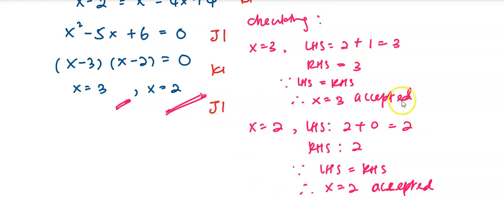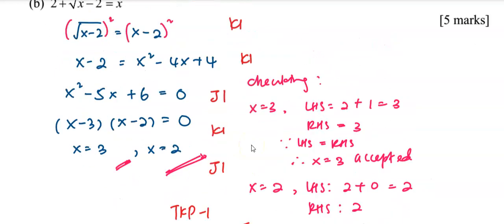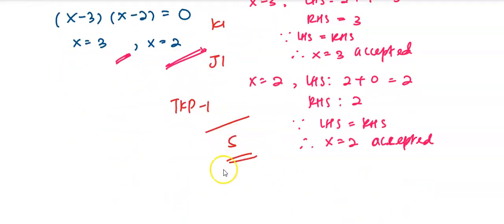If without the checking step, you will get DKP minus 1. That is, you do not have the important steps. That will be deduct 1 mark. All right. So the x equals to 3, x equals to 2. The J1, the last mark here, depends on the checking step. When you have a checking step, then you will be entitled to get the last mark. Else, your mark will be deducted 1 mark. All right. So total, if you do it perfectly, you should have 5 marks for this question.